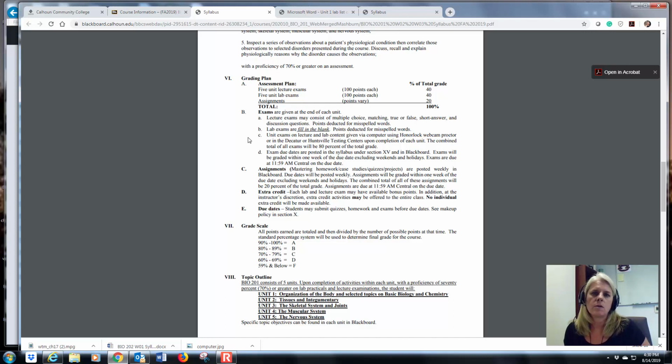The way the exams work, all the exams are given on the computer. I'll show you kind of what that will look like. Lecture exams are mostly multiple choice, essay, those types of questions, true, false. The lab exams are fill in the blank. So you'll see a picture and then you'll type in what it is. So it'll say, like, name this structure, and you'll say nose. So you have to be able to spell.